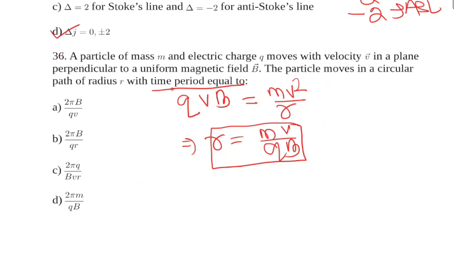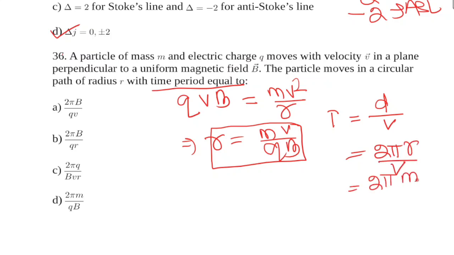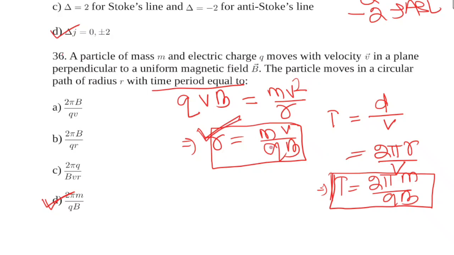But here it is asking to find the time period. Okay, so time period is equal to distance by speed. Distance here is 2 pi r by v, and r we have, so 2 pi m by qB. So the time period will be 2 pi m by qB. So D is your correct option. You should remember this expression. Okay, these are very important formulas, like the radius of the charged particle moving in a magnetic field and the time period.